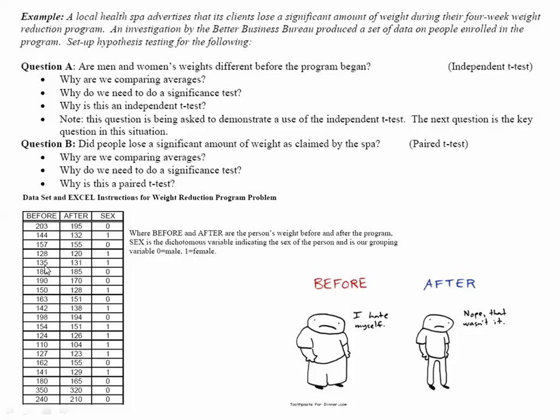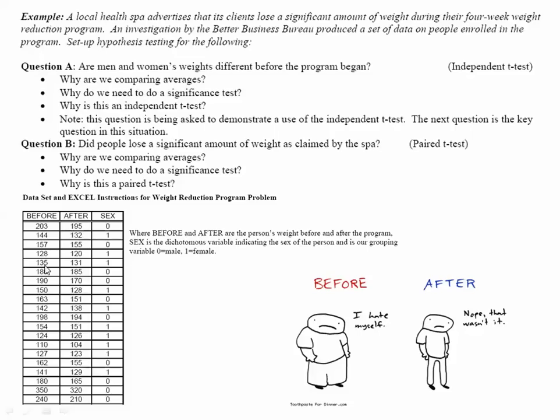In the second question, which is more interesting, did the people lose a significant amount of weight as claimed by the spa? Well, this is more typical of the type of test you would run with this data. It's a paired t-test. So why are we comparing averages? Well, in a way, we're really not comparing averages. We're comparing differences, and we're taking the average of those differences. Well, why do we need a significance test? In this problem, we want to know, is the difference in each of those individuals' weights, the average differences, equal to 0 or not equal to 0?